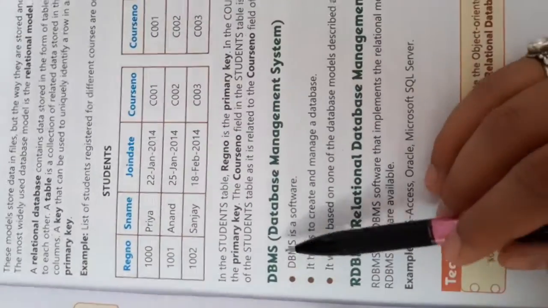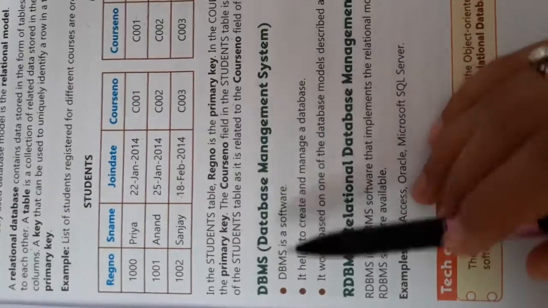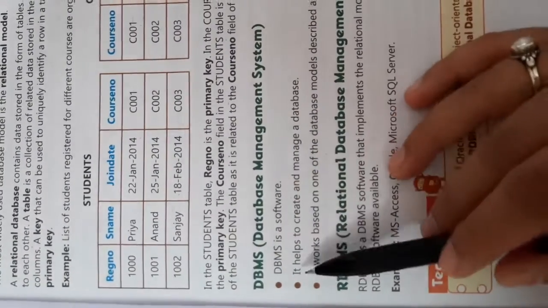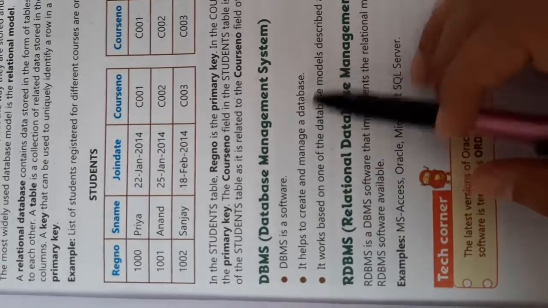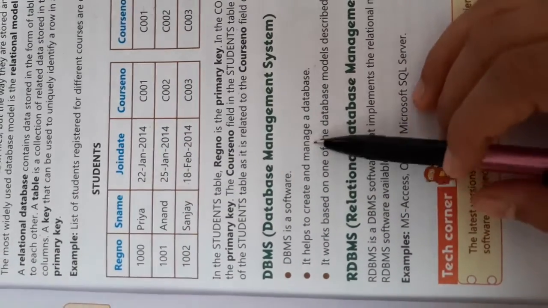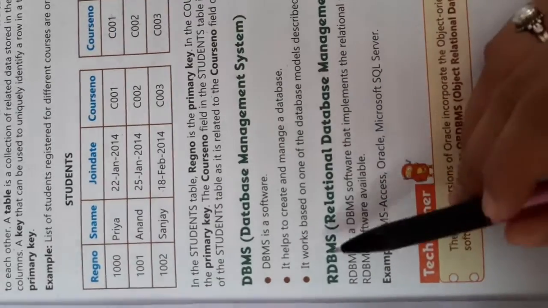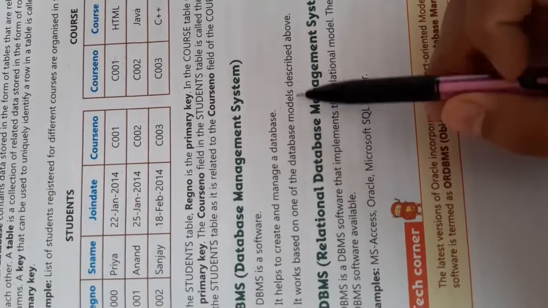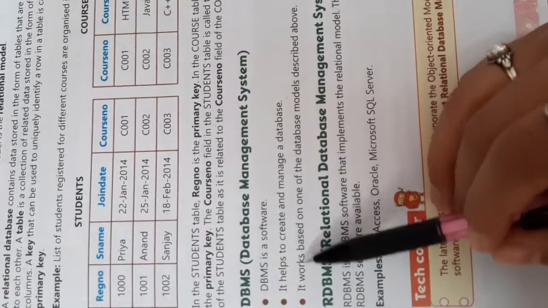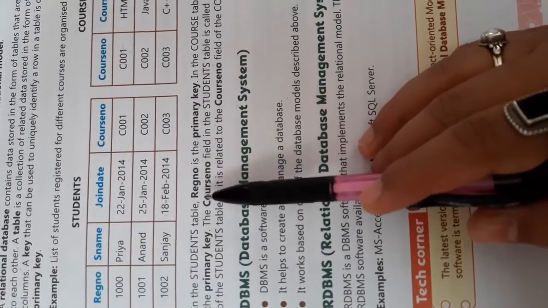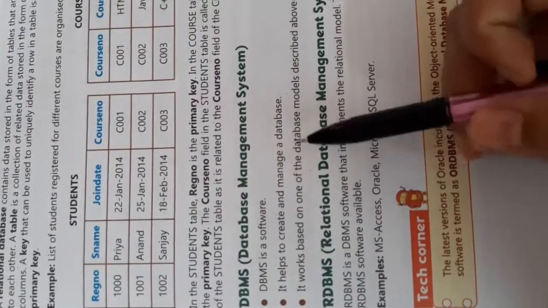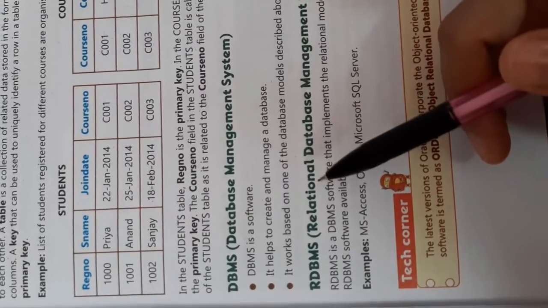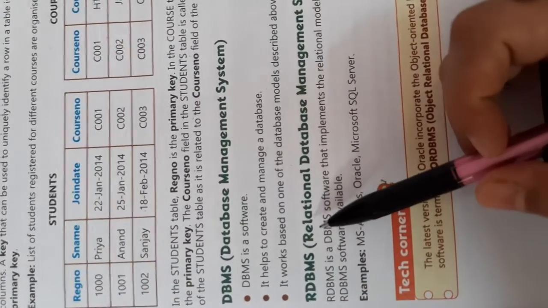Now, DBMS, database management system. DBMS is software. It helps to create and manage a database. It works based on one of the database models described above. We have just read about the 4 models, and the only important one is the relational database model.